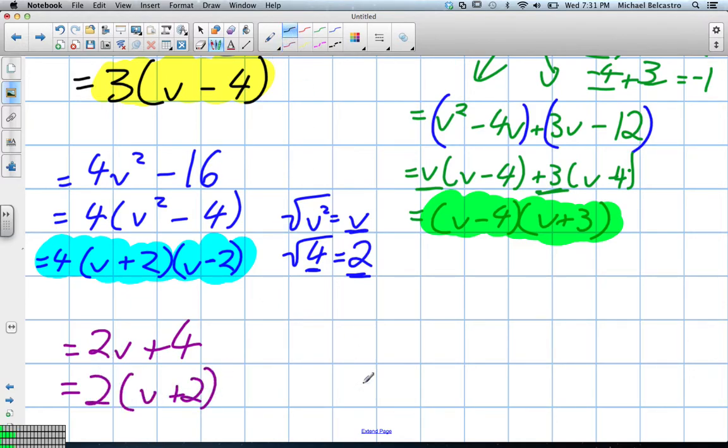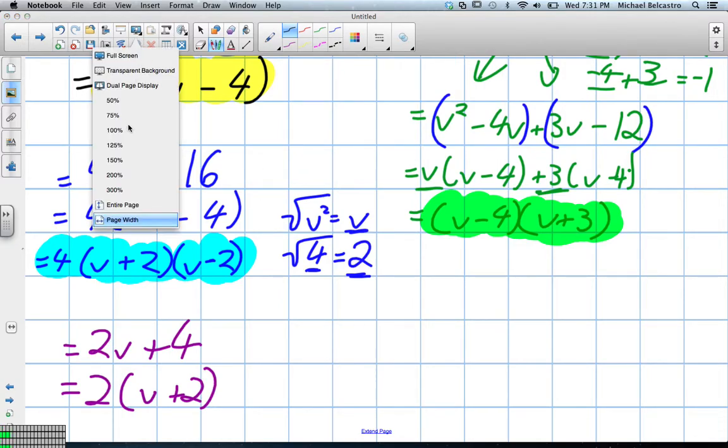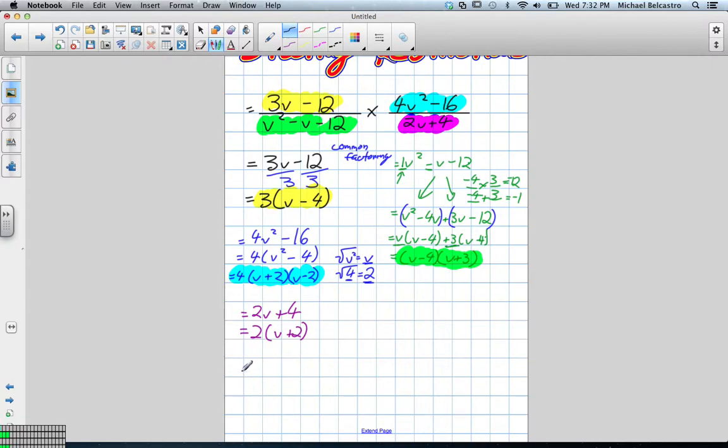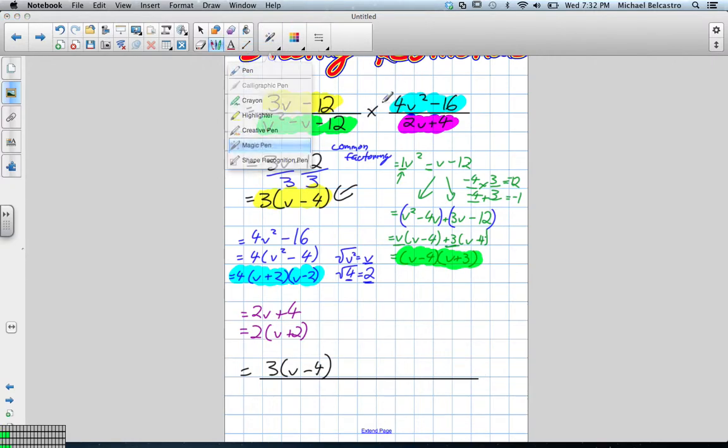So let's rewrite everything we have. We'll probably have to zoom out a bit. Okay, so the yellow was our top left. So we have 3 times v minus 4. And what we're going to do is put this all on one line here. Because it's multiplication, when you multiply fractions, you technically multiply the top by the top and the bottom by the bottom, so it all becomes 1. Okay, so that was the yellow.